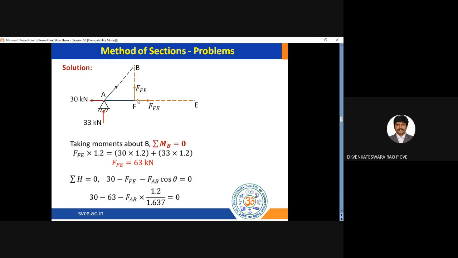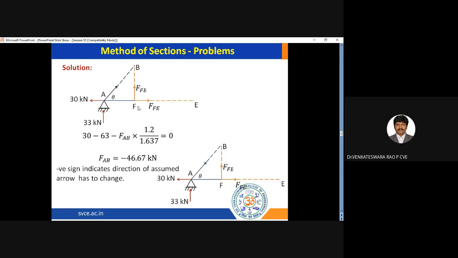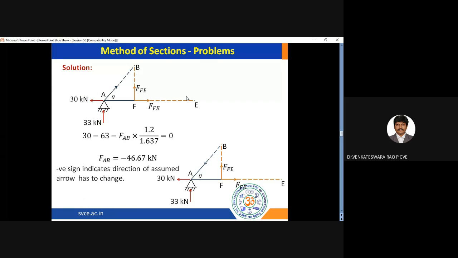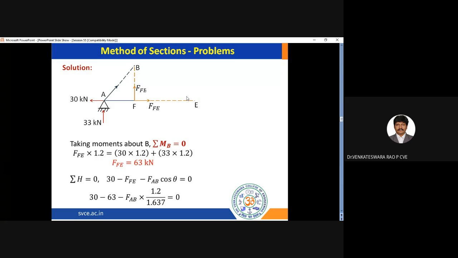If I take moments about B, I get the direct FB value in a single equation. If you apply sigma H equal to 0 first for the entire truss, FAB will come in, which is not asked in the problem. So I have taken another equation, that is sigma V equal to 0. To calculate the FB value, I have taken two equations: sigma V equal to 0, and before that, sigma FH equal to 0.